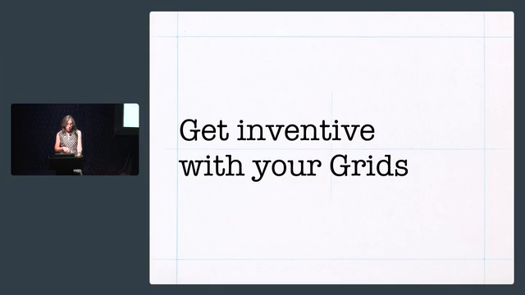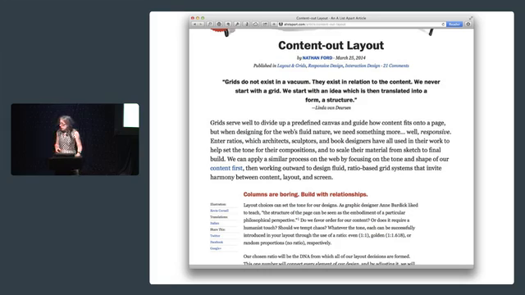Get inventive with your grids. Grids are cool. Grids are good. We all sort of got in this rut of using a 960 grid, which is 12 even columns, or maybe 16, or maybe even 24. Nathan Ford wrote this article on A List Apart recently in March, where he sort of talks about how to design a grid that's maybe not that sort of 12 even columns.